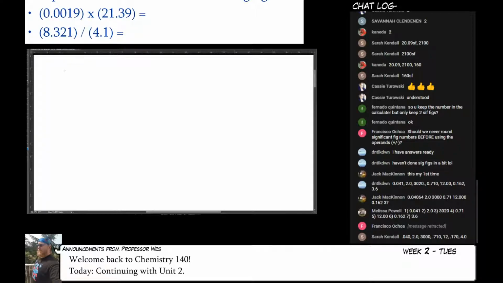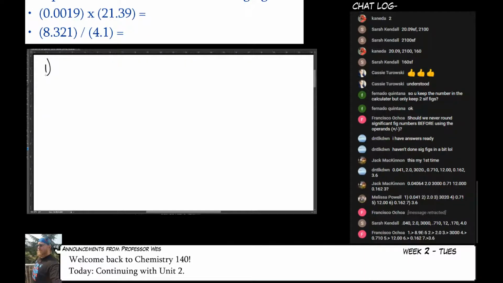All right, so I have 0.019 times 21.39. So this is problem number 1. It's multiplication, so I'm going to punch it in the calculator, and the result that I get is 0.040641. How many sig figs should my result have? Well, the first number has 2 sig figs, and the last one has 4, so this one should have 2 sig figs. Which means these are placeholders, they don't count. These are the first 2 I should keep. And there's my answer, 0.041.